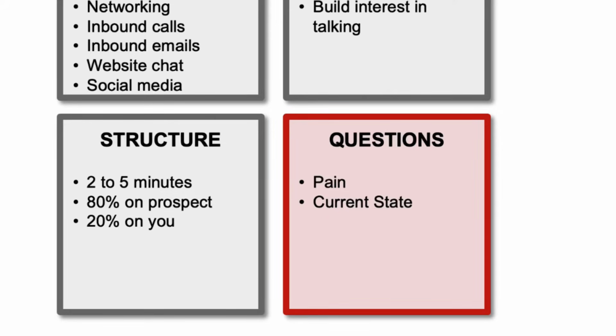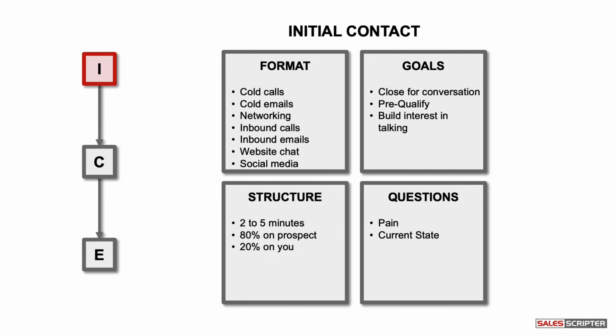We'll talk more about these later, but current state questions help you to learn what's going on the prospect side, and these can also help you to pre-qualify the prospect to identify if it even makes sense for both parties to talk more, and these questions can also help you to find that justification and reason to talk more. So that is the initial contact step of the sales process.